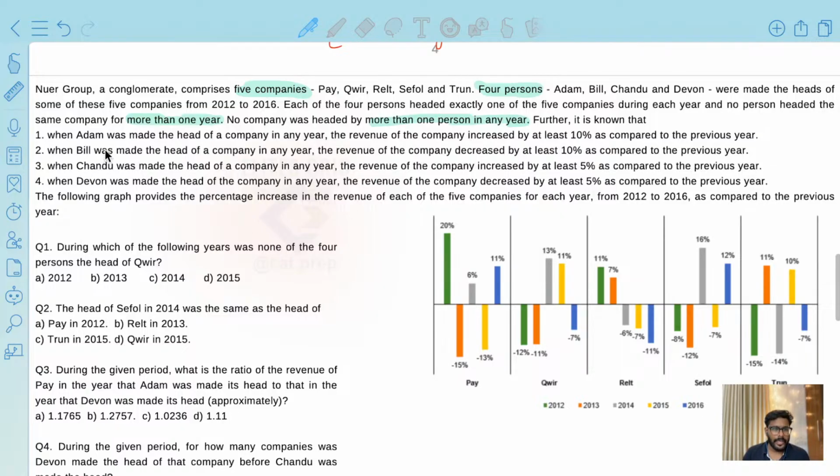When A was made the head of a company in any year, the revenue of the company increased by at least 10% as compared to the previous year. When B was made the head of a company in any year, the revenue of the company decreased by. Okay, what is this graph? 12, 13, 14, 15, 16. P, Q, R, S, T. Okay, this is the company.